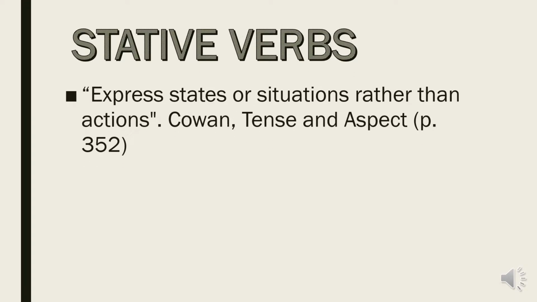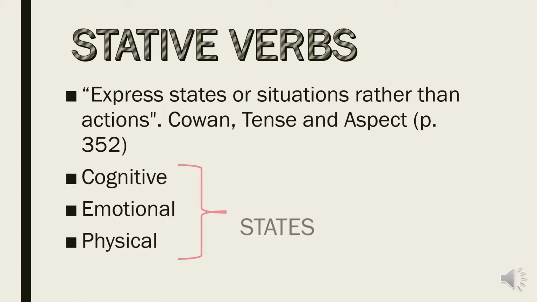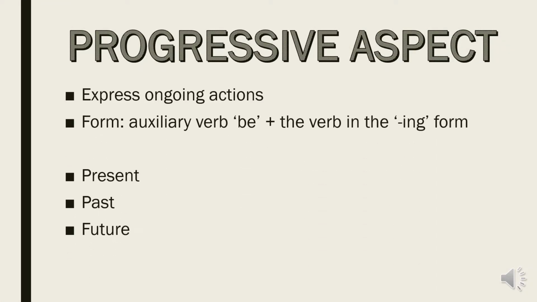Stative verbs are verbs that express states or situations rather than actions. Their meaning is related to cognitive, emotional, and physical states. The progressive aspect's purpose is to express ongoing actions. It's formed with the auxiliary verb be plus the verb in the ing form, and it can be in the present, past, or future form. So, when we see a word with the suffix ing, we probably have a case of progressive aspect. But first, we have to check if it is preceded by the auxiliary verb be.